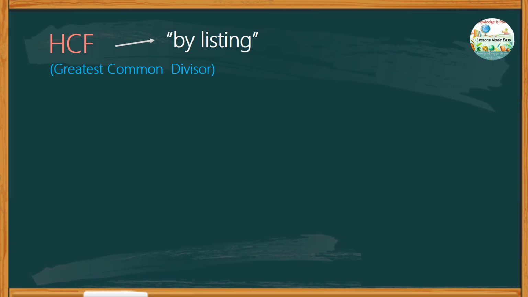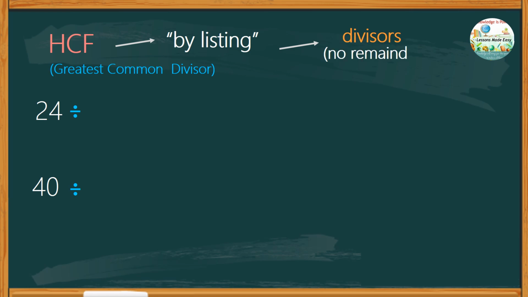Therefore, the highest common factor of 36 and 42 is 6. Another way to find the highest common factor of two or more numbers is by listing. Be reminded that the highest common factor is the same as greatest common divisor. Let's say, for example, you need to find the highest common factor of 24 and 40. By listing means you simply list down the divisors of each number one at a time. Divisors are exact numbers that you can use to divide with no remainder. Think of the numbers that you can use to divide 24 with no leftover.